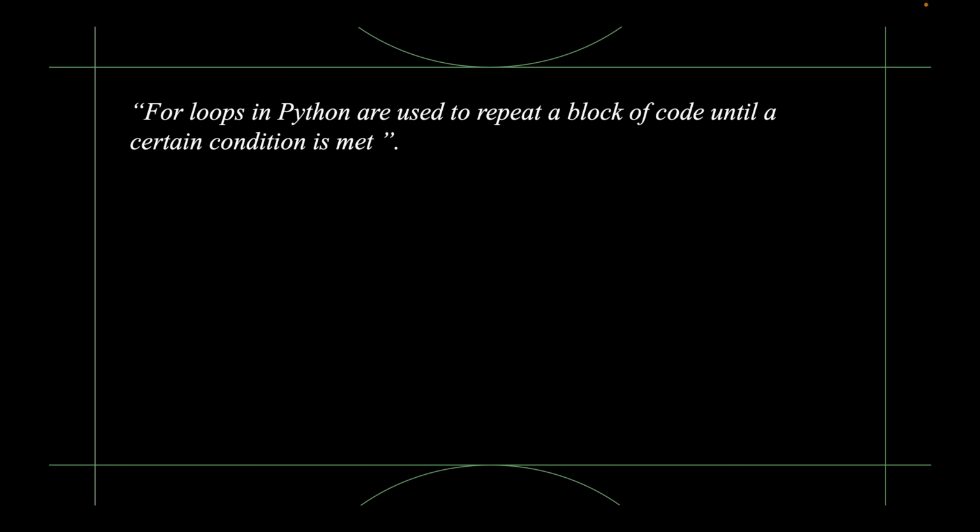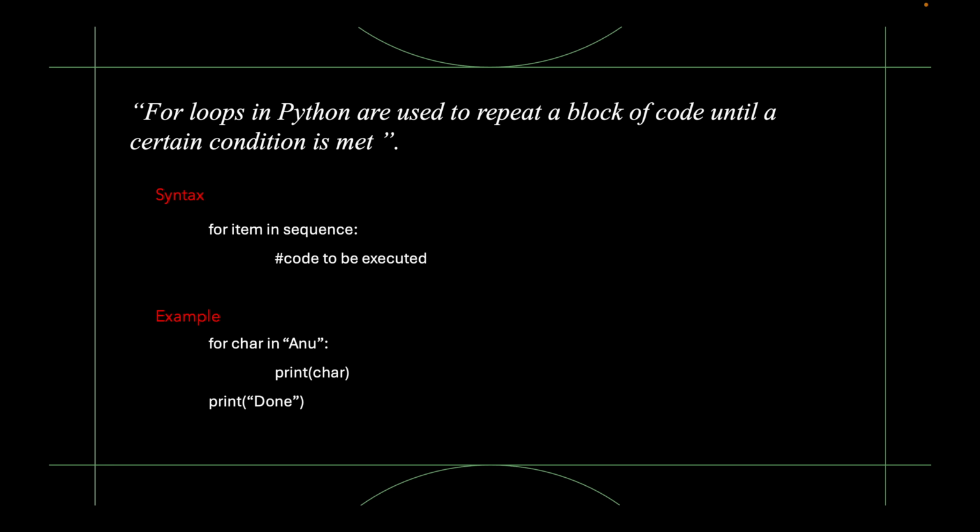For loops in Python are used to repeat a block of code until a certain condition is met. That means the loop iterates over a sequence and executes the code inside the loop for each item in that sequence. It's really handy as we don't have to write the code over and over. The syntax of a for loop is: for item in sequence, and then inside the for loop the code to be executed. Now let's see the example.